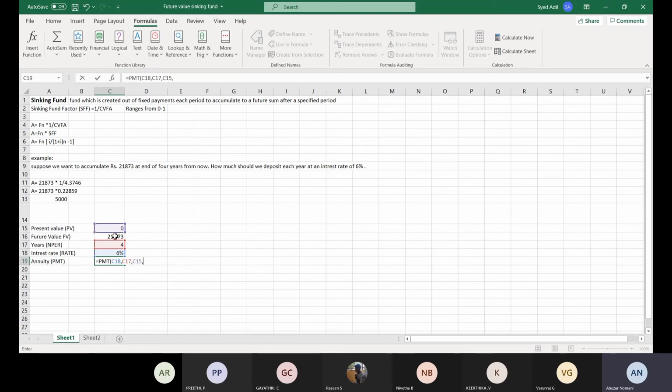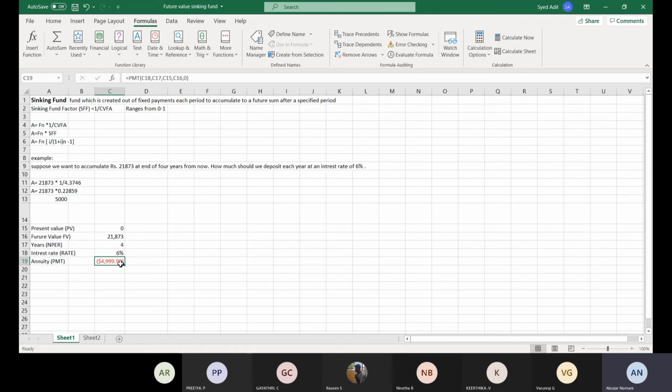Then the future value. We already know that we have to receive 21,873 rupees, so the future value will be this. Now the type, for which we can write 0. 0 means end of the period. Now if we calculate, we can see the amount that we receive is 4,999.98, which is equal to 5,000 rupees. So it is a very simple method, easy to calculate, and you can do it on your own also.